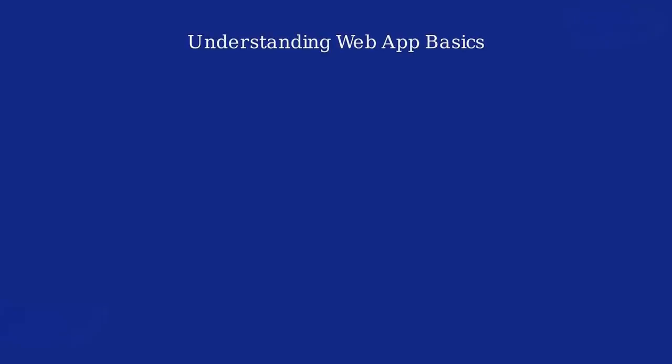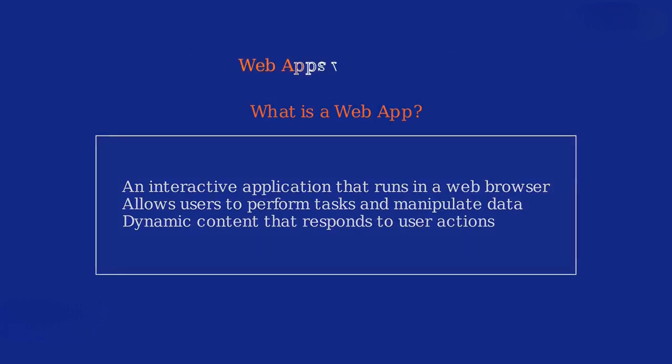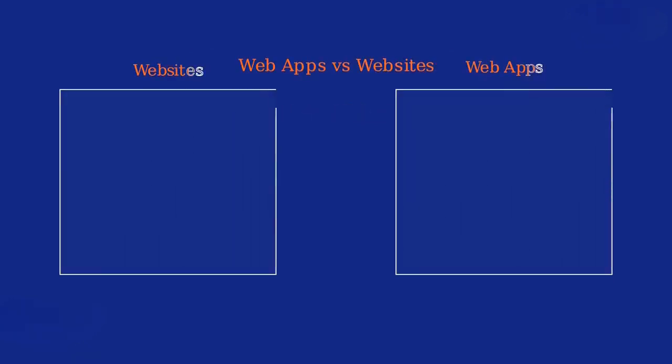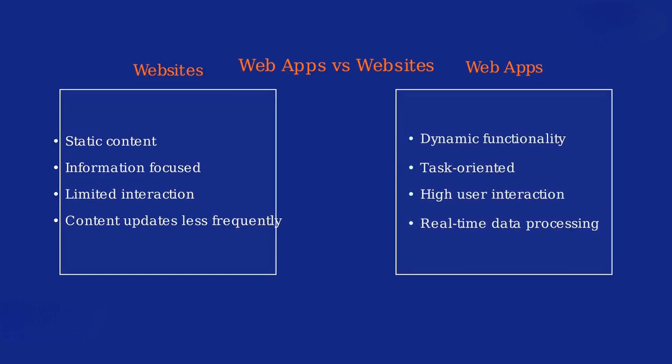Understanding Web App Basics. Let's start by defining what a web app is. Unlike traditional websites, web apps are interactive and function more like applications. Websites primarily focus on displaying static information with limited user interaction. Web apps, on the other hand, are dynamic, task-oriented, and provide rich user interactions.